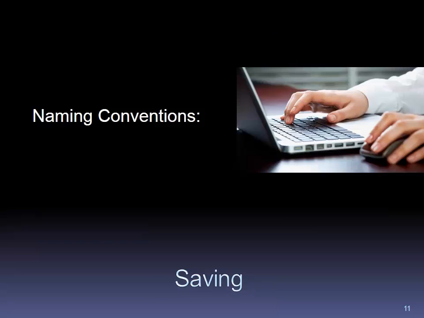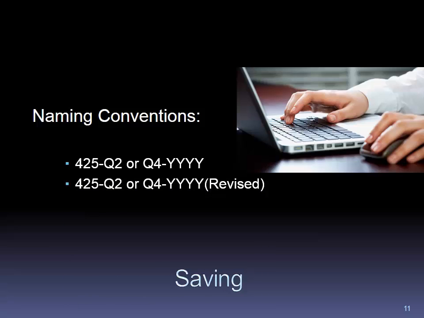Saving your file. A&A requires that you use the following naming conventions. For your reports, you can use 425 and Q2 or Q4, whichever applies, and your 4-digit year. If you're doing revisions, all you simply do is add revised in parentheses after your file name. For your finals, you're going to use 425 final plus your 4-digit year.